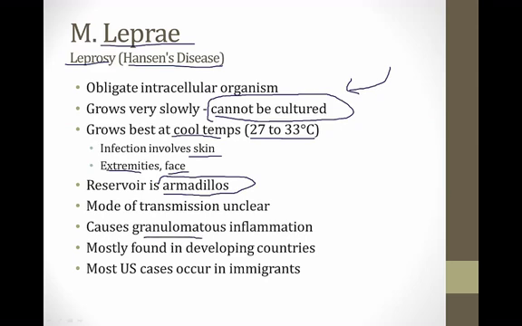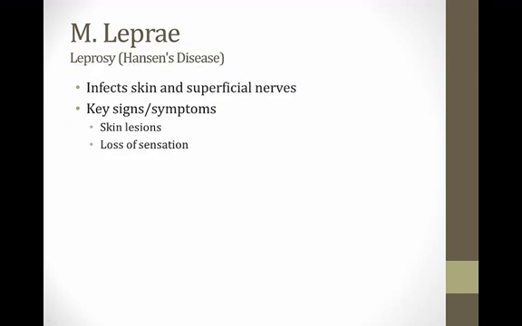It causes granulomatous inflammation, which is easy to remember because it's a mycobacteria, and you know that tuberculosis causes granulomatous inflammation. And it's mostly found in developing countries. Most U.S. cases occur in immigrants. So when you think of Mycobacterium leprae, always think of the skin and the superficial nerves, because the symptoms of this disease always include skin lesions and a loss of sensation. That's because it likes to infect the skin and those cool nerves that are just underneath the skin.